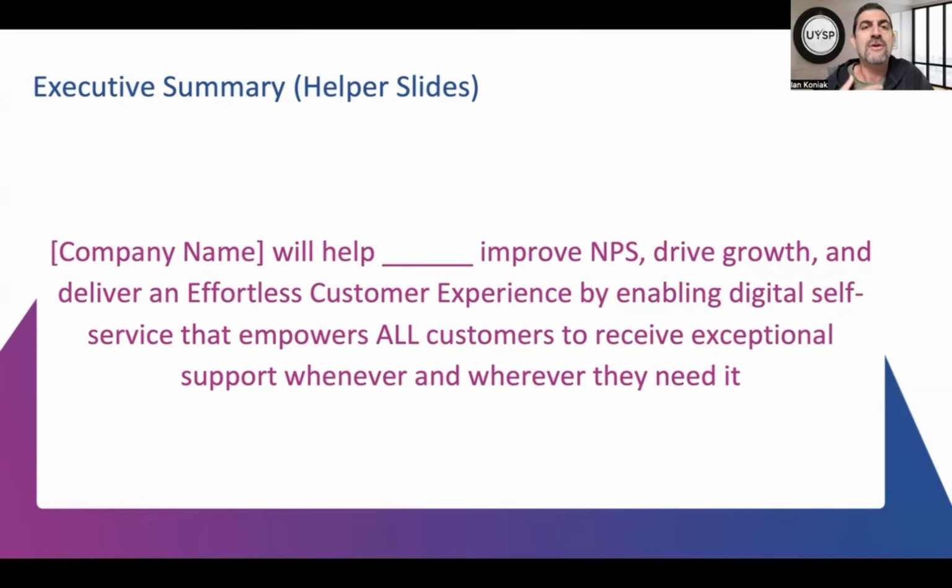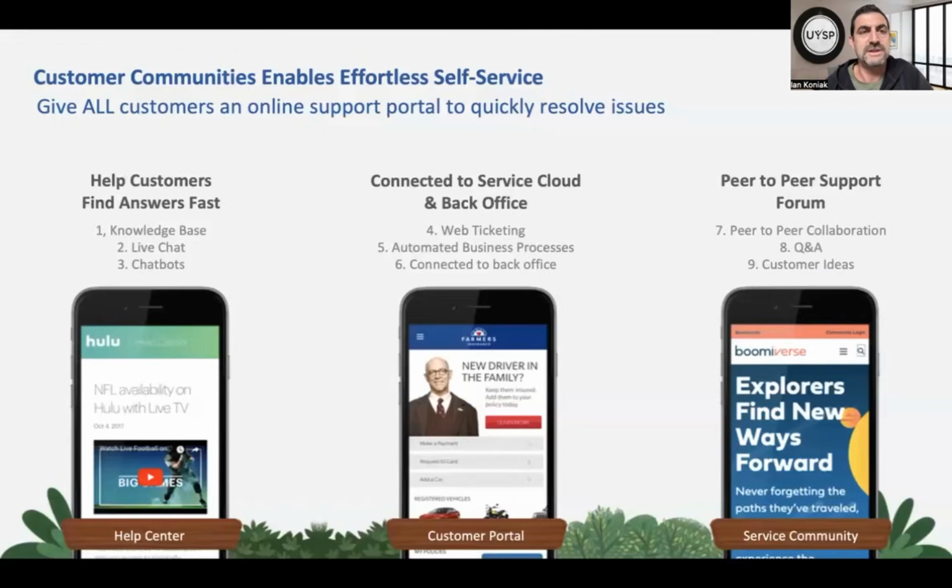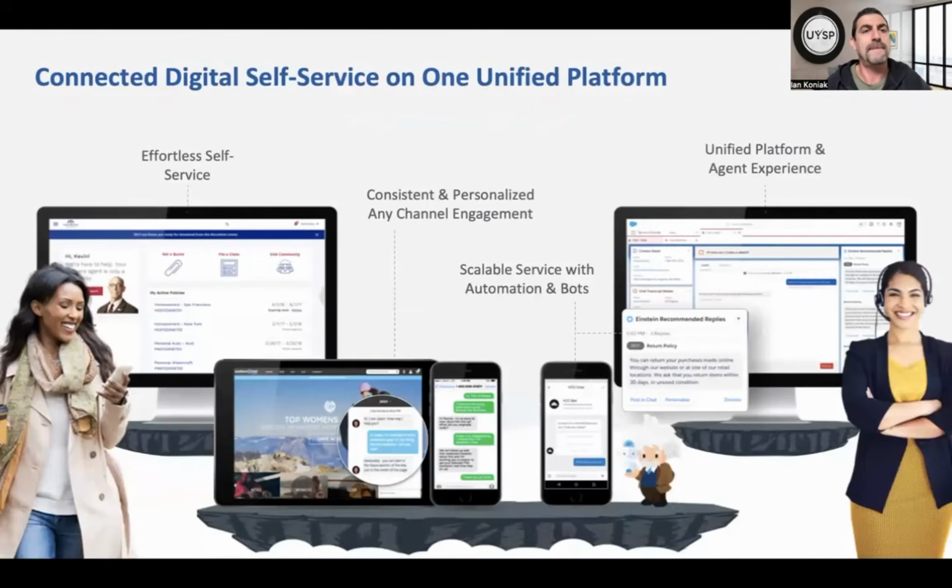So again, now you're the helper. Now you're the one easing the tension. This is the climax. Then I show the solution. So that's the executive summary slide. I show the solution: help customers self-serve, connect to your back office, and offer peer-to-peer support where they can get quickly resolved from an internal forum similar to a Reddit.